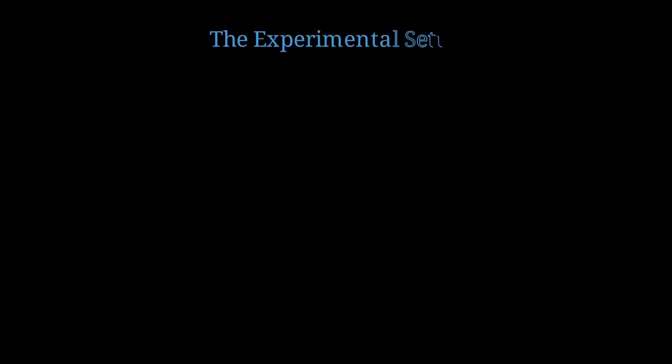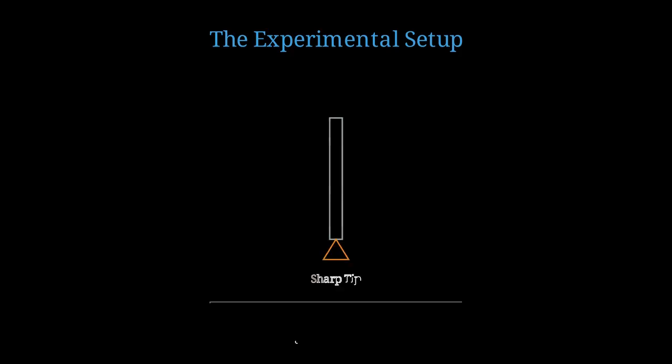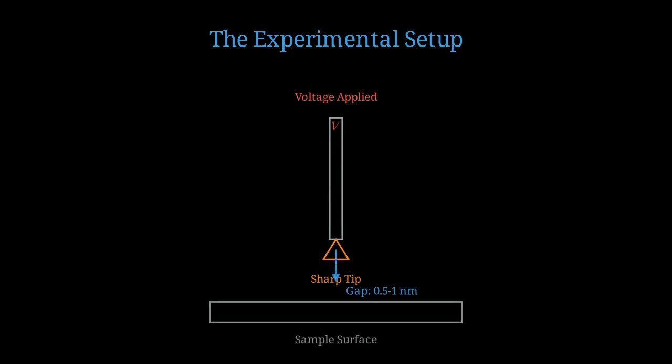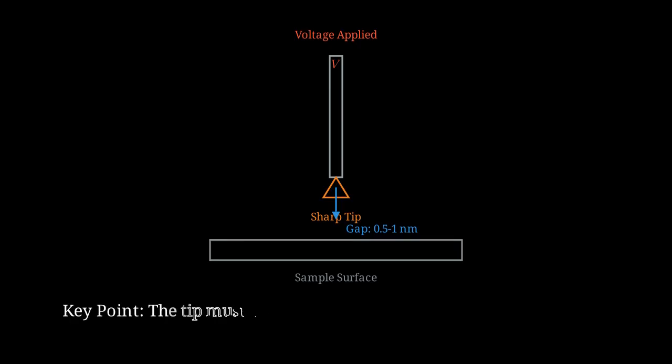Now let's understand how Binnig and Rohrer set up their experiment. The Scanning Tunneling Microscope has several key components. The microscope consists of an atomically sharp metal tip positioned extremely close to a conductive sample surface. We're talking about a gap of only 0.5 to 1 nanometer. A small voltage is applied between the tip and sample. A critical requirement is that the tip must be incredibly sharp, ideally terminating in a single atom. This ensures that the tunneling current comes from a well-defined point.